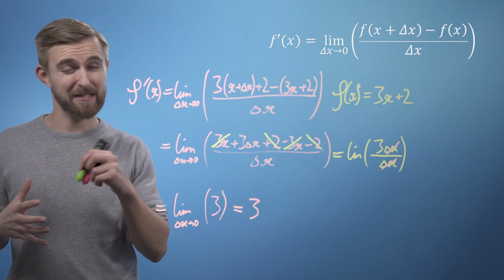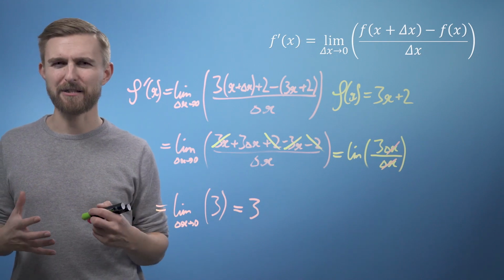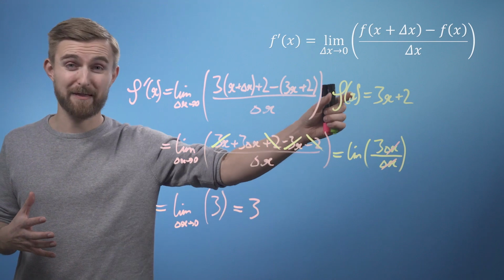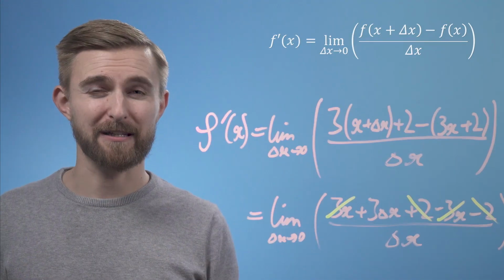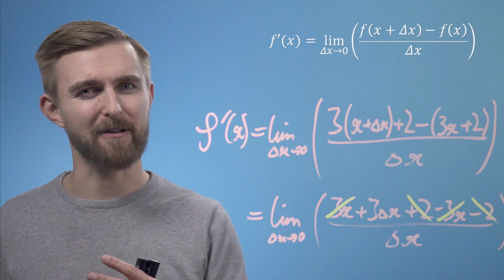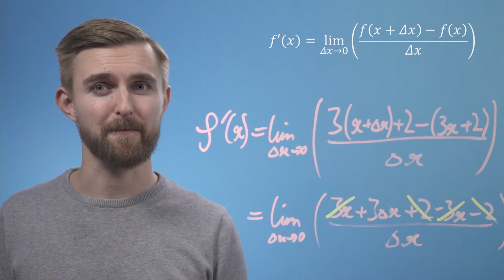Something else to take away from this simple example is that we actually differentiated two things at once, a 3x bit and a plus 2 bit. We could have differentiated them separately and then added them together and still got the same result.